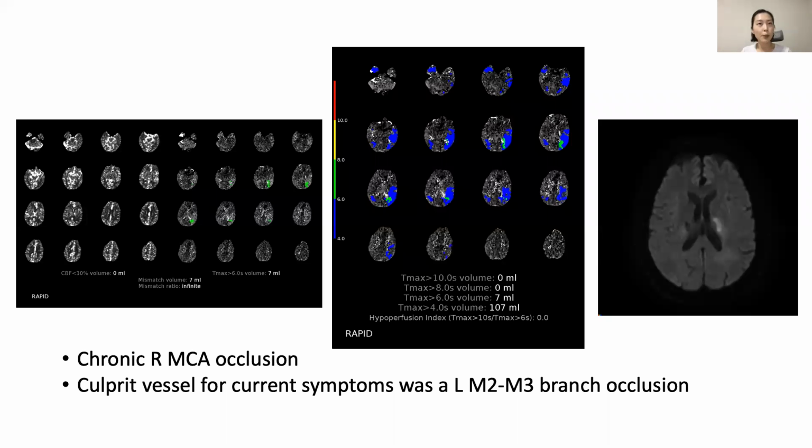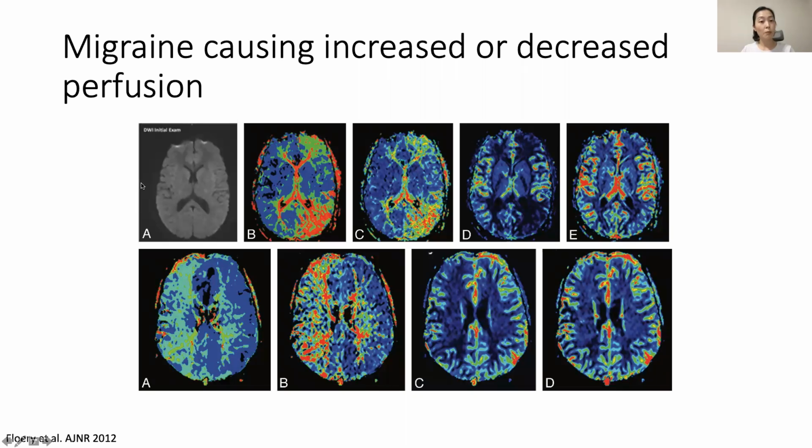Just a few examples of how we use CTP. For instance, this patient had a chronic right MCA occlusion that we saw in a CTA, but it didn't fit with the symptoms they were having. And we found that the actual area of ischemia is in the left hemisphere. So that was one example. Sometimes migraines cause abnormality on a CTP that doesn't respect a vascular territory. And so that gives us an idea that maybe this is not a stroke and actually a migraine phenomenon.